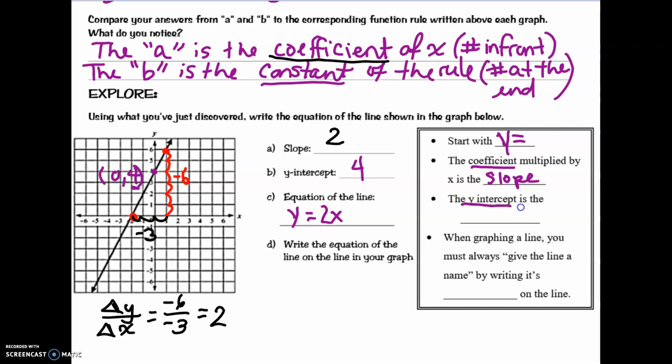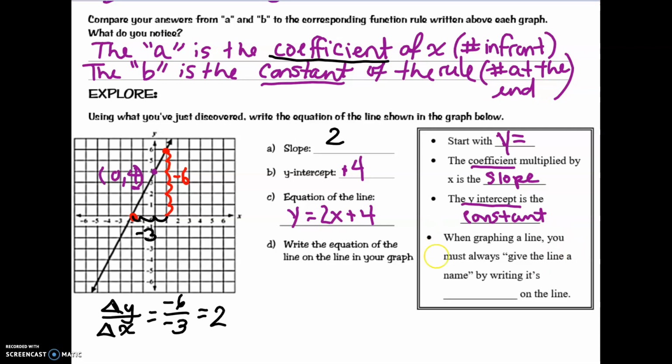The y-intercept is the constant, or basically that number that you add or subtract in the equation. Anytime your number is positive, we're going to write +4. And if it were negative, we would subtract 4.